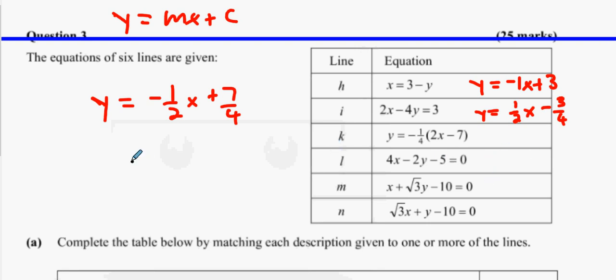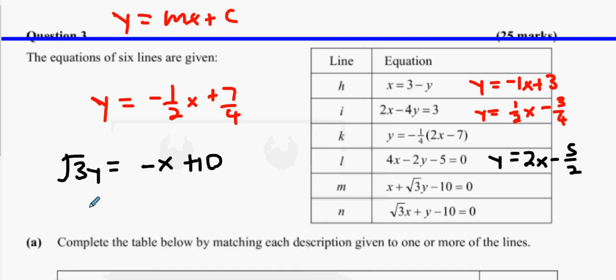And then on the next one, I'm probably going to get 2y equals 4x minus 5. And then I'm going to get y equals, what's 4 divided by 2? Minus 5 over 2. Is that alright with you guys? And the next one after that, I'm going to get root 3y equals minus x plus 10. And then I'm going to get y equals minus 1 over root 3 x plus 10 over root 3. Does everybody get that? I'm just dividing across by root 3.